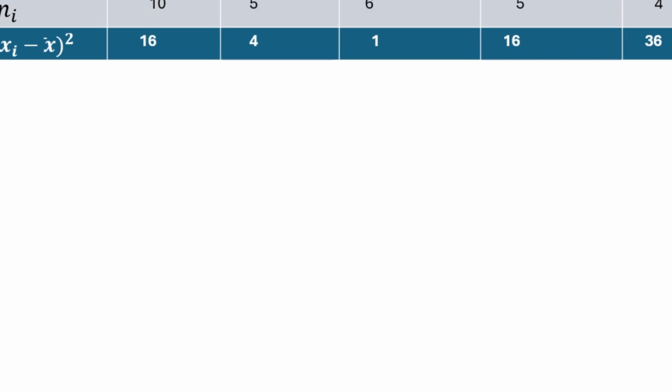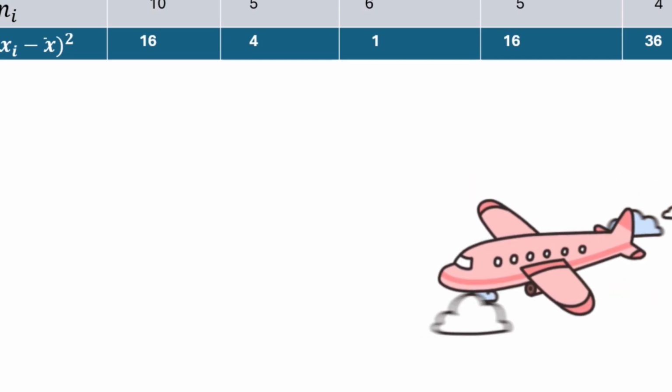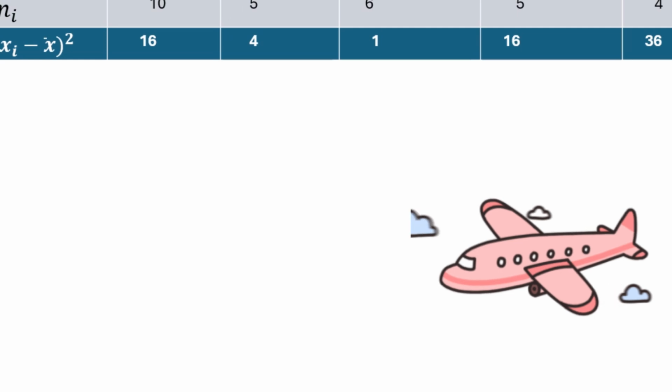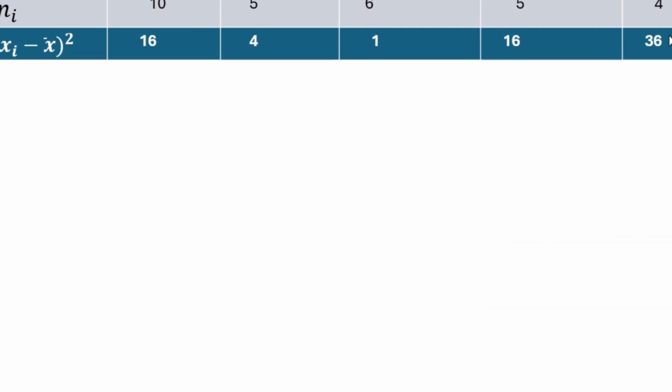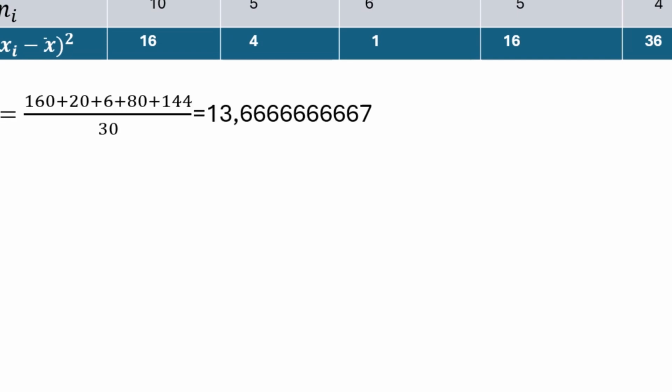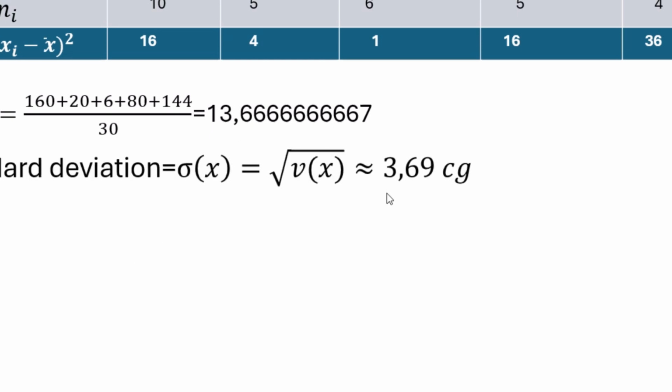X bar equals how much? X bar equals 34. 30 minus 34 is minus 4, square 16. 32 minus 34 is minus 2, square 4, and so on. Then we multiply 10 times 16, 5 times 4, 6 times 1, etc., and we divide by the total number, which is 30. Then the variance equals 13.6666, etc. How to calculate the standard deviation? We make the radical of this number. The radical of this number is approximately equal to 3.69 centigram.